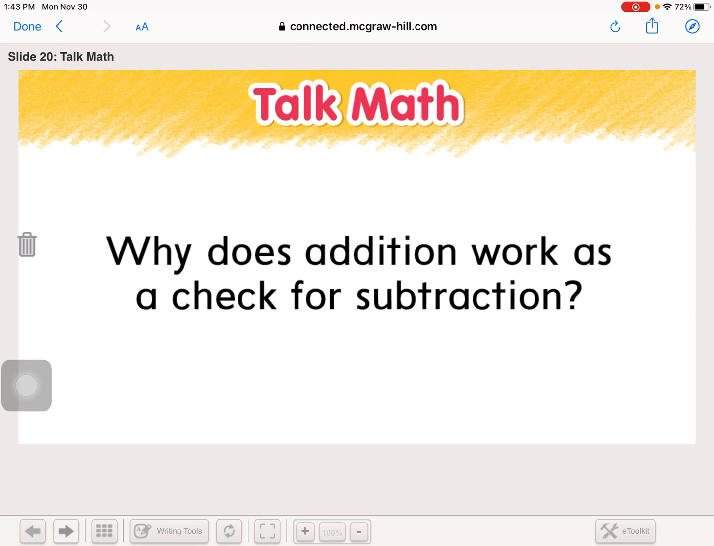Because of their relatability. All right, you are going to do pages 263 and 264 on your own. Upload pictures to school.